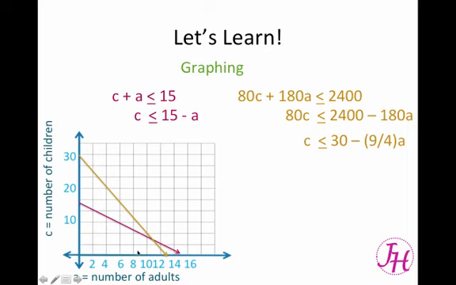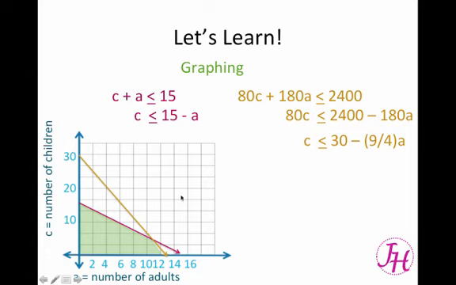Because this is a system of inequalities, we only want the areas where both inequalities would have the shading. So if we look up here, only below the yellow line would be shaded. And then over here, only below the pink line would be shaded. But in this general area is where both graphs would be shaded, so all of the points within that shaded region are the answer to the problem.